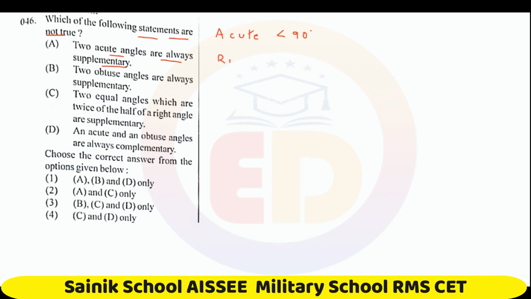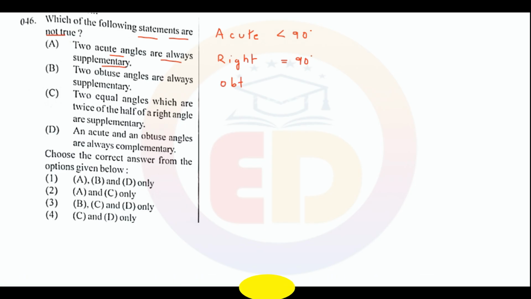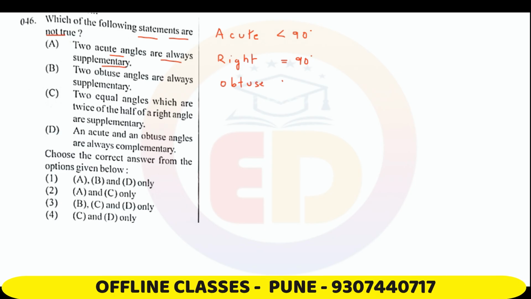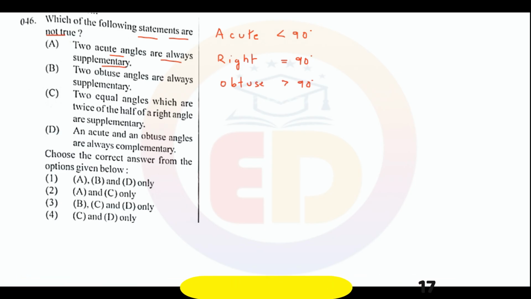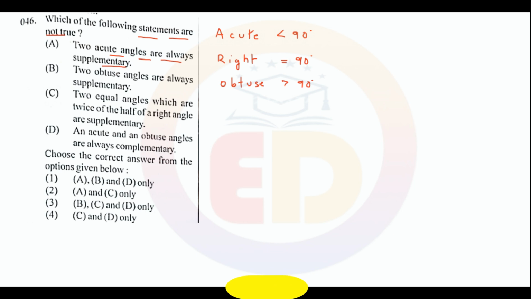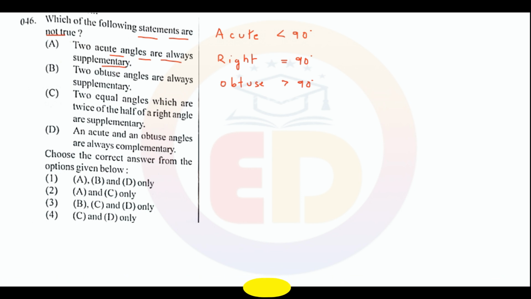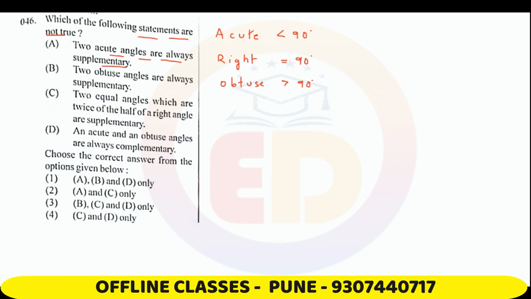A right angle is a 90 degree angle, and obtuse angles are angles which are greater than 90 degree but less than 180. The question says that two acute angles are always supplementary. Supplementary angles are those angles when the sum of the two angles is 180, then they are called supplementary angles.